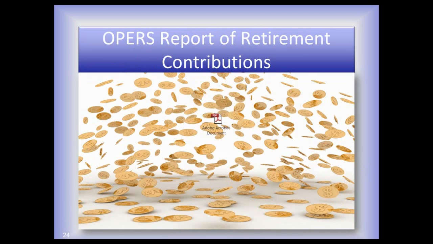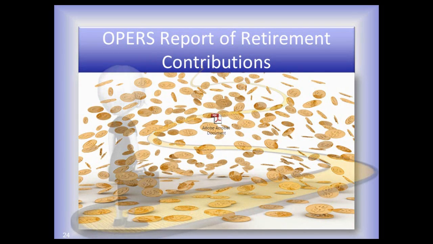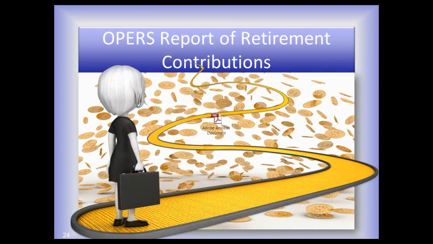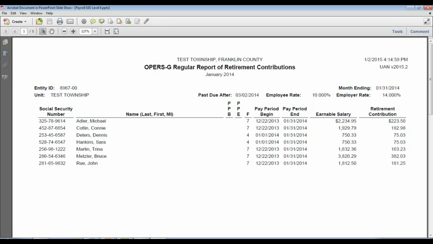OPERS Report of Retirement Contributions. The fiscal officer must submit the employer payment remittance advice and the regular report of retirement contribution, one for OPERS G, Government, and one for OPERS L, Law Enforcement, along with the payment from the entity. Let's take a closer look at the monthly contributions report. Contributions for OPERS G and OPERS L are reported on separate reports of retirement contributions. You can see that our displayed report is for OPERS G.